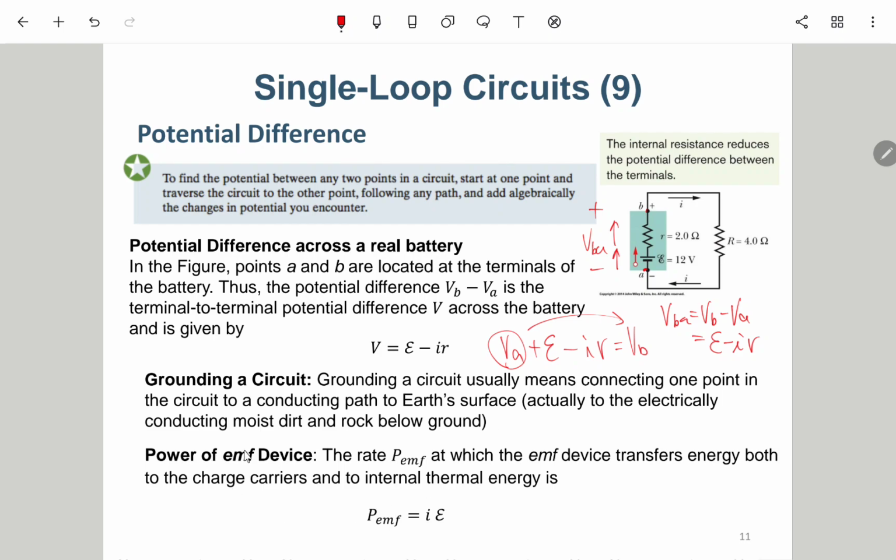And then the power of the EMF device is nothing but I times E, or I times V. I times E or I times V is always correct for any electrical device, not only correct for a resistor, but also correct for an EMF device or other, or even for a capacitor or inductor. Even other non-linear devices are also okay.